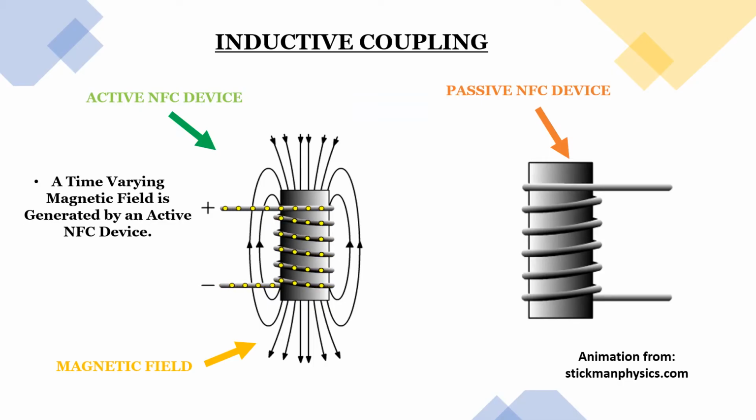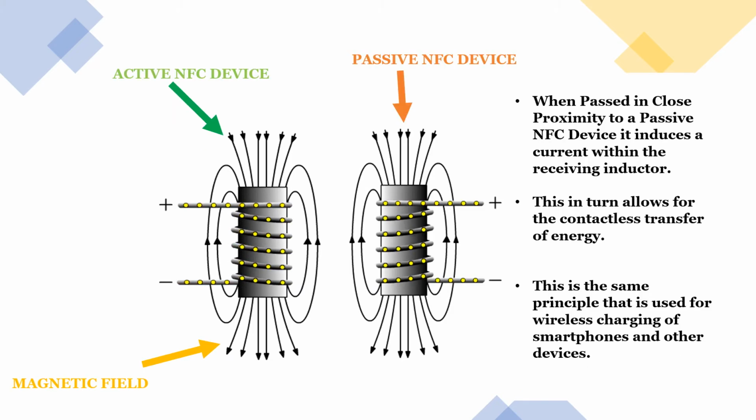Inductive coupling occurs when a time-varying magnetic field is generated by an active NFC device. When passed in close proximity to a passive NFC device, it induces a current within the receiving inductor. This in turn allows for the contactless transfer of energy. This is the same principle that is used for the wireless charging of smartphones and other devices.